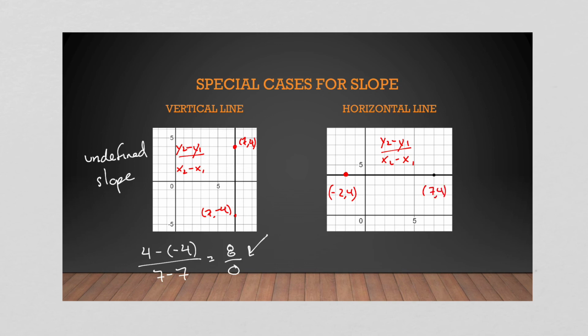Well, if we throw it into the equation here, we're going to go 4 minus 4 over 7 minus -2, which is going to give us 0 over 9, which is 0. 0 divided by anything is 0. We're allowed to do that.